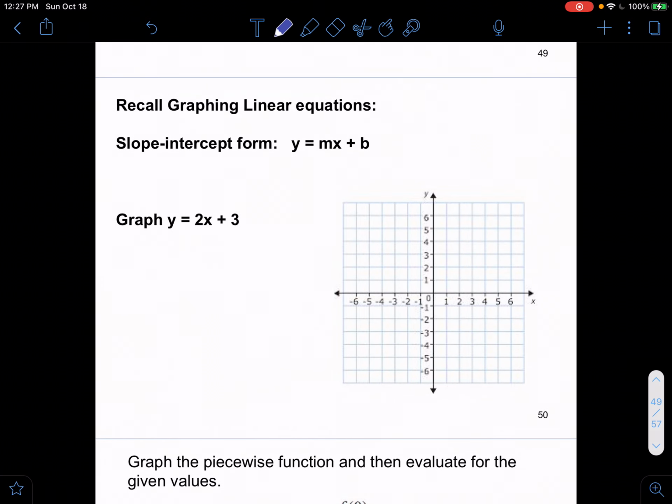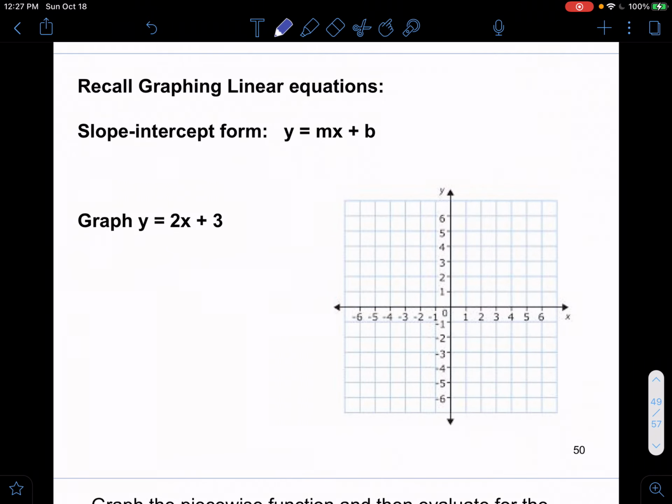So moving on, recall graphing linear equations in slope-intercept form. Remember, ladies and gentlemen, this is our y-intercept. So over here, (0, 3) is where we would start. And then since we have a slope of 2, that just means go up 2 over 1, like a rise over a run, and then just reverse it. Down 2, back 1, down 2, back 1, down 2, back 1.